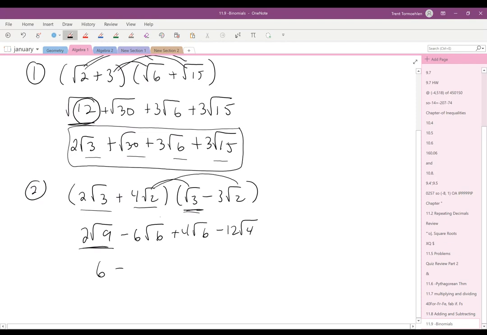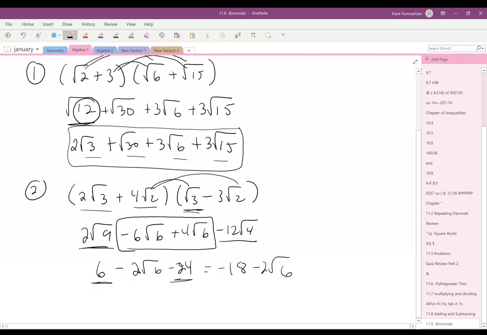These two are already simplified, so I'm going to go ahead and combine those like terms. Radical 6 can't be simplified any further. And so negative 6 root 6 plus 4 root 6 is going to give you negative 2 root 6. And then this one is going to give you negative 24 because square root of 4 is 2. And so now we go ahead and combine these like terms to get negative 18 minus 2 root 6 as your answer. And so the correct answer there is negative 18 minus 2 root 6.